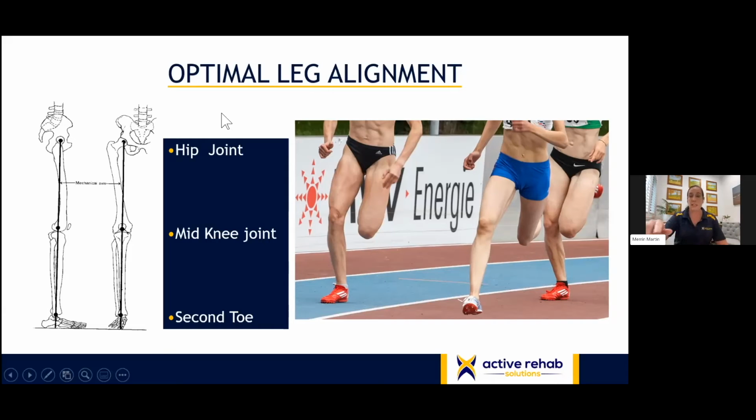Now, the other thing is with the optimal leg alignment with hip, knee, second toe: if you tell your clients to keep your knee over your first toe, keep the knee over your toes sort of thing, they will bring their knees inwards to go over the first toe, which usually causes them to be a bit more valgus or a little bit more knock-kneed.